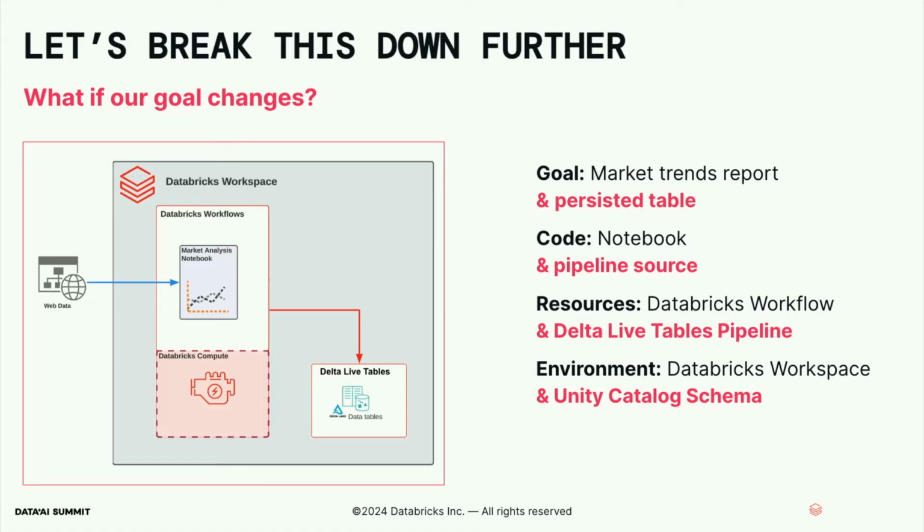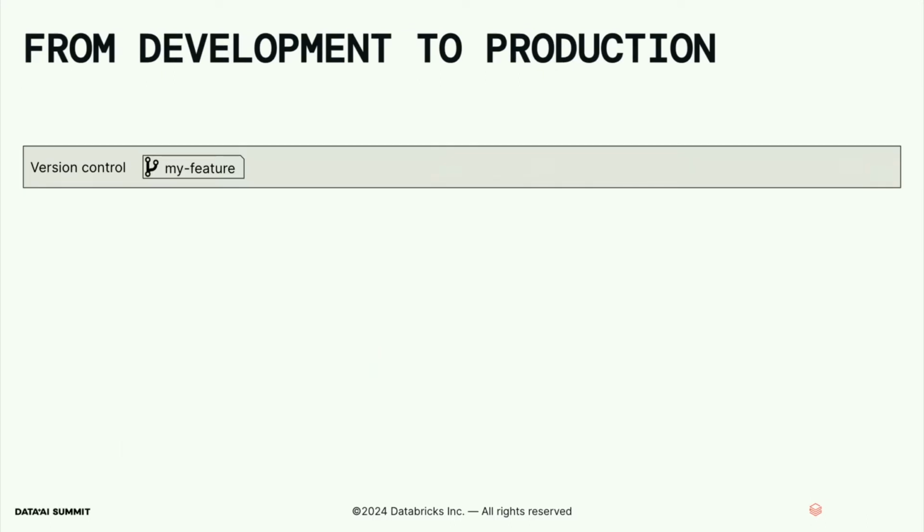I no longer only have a Databricks workflow, I now have a Databricks workflow and a Delta Live Tables pipeline. And I'm working against the Databricks workspace and a Unity Catalog schema, and that can be like a dev, staging, prod schema, and so forth. So this is just to illustrate that even though you may start with a very simple example or composition of code and resources, they tend to sometimes grow. And then it becomes harder to manage.